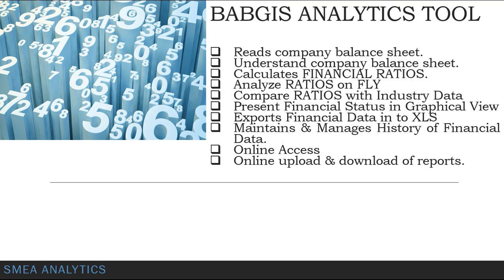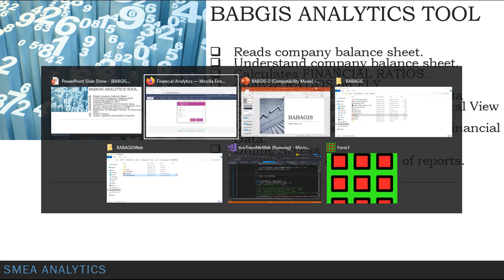So the BABAGIS analytics tool reads the company balance sheet, understands the company balance sheet, calculates the financial ratios, analyzes the ratios on the fly, compares ratios with industry data, presents financial status in graphical view, exports financial data in Excel, maintenance and management of financial data, online access, online upload and download of reports, etc. So all this is done by the BABAGIS tool. Let's see in action how the BABAGIS tool works basically.